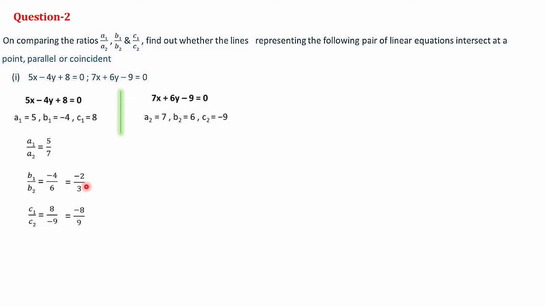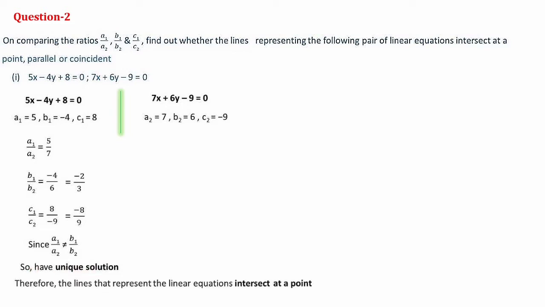a1/a2 and b1/b2 are not equal. That is, if a1/a2 is not equal to b1/b2, then we have learned that the system will have a unique solution. The system having a unique solution means we should have intersecting lines. Therefore, the lines that represent the linear equations intersect at a point.